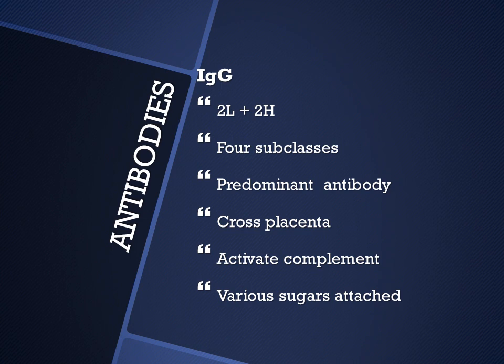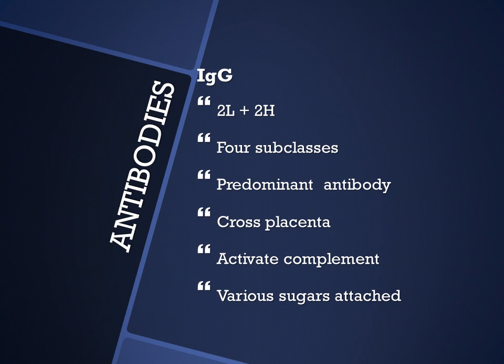Moving on to the individual immunoglobulin molecules. First of all is the immunoglobulin G molecule. Immunoglobulin G comprises two light chains and two heavy chains. Again, they are held together by disulfide bonds. This immunoglobulin G has four subclasses denoted as IgG1, IgG2, IgG3 and IgG4.